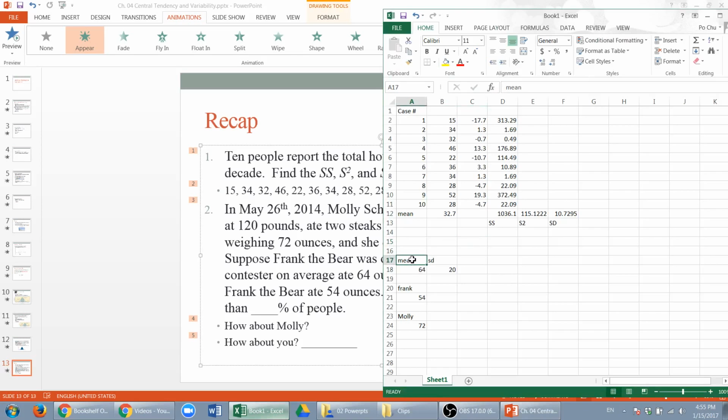So here, first, this is the mean. This is the standard deviation. Now Frank ate 54. So what will be his z-score? Let's do this. First, we use this minus this. Okay, that's 10, right? And then this score needs to be divided by the standard deviation. This divided by this. Okay, so this is Frank's z-score, right? Now we check the table.